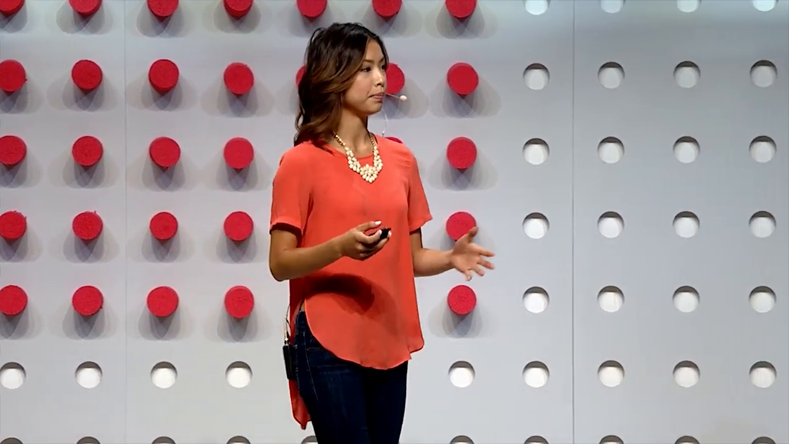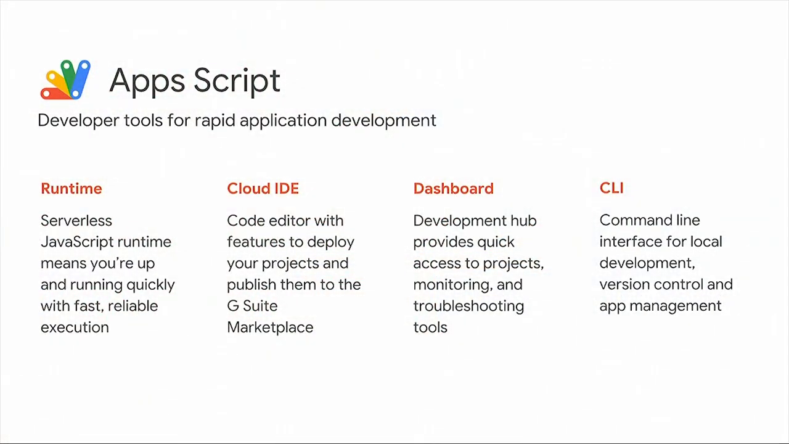So with App Script, the code that you write is actually utilizing JavaScript, as I mentioned. It includes a sandboxed interpreter, and all of that code is actually being run in the cloud, not your browser. The only thing that you're doing in the browser is writing your code. So that means that you can get up and running quickly with fast and reliable execution.